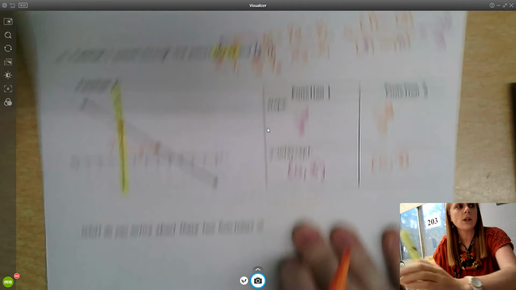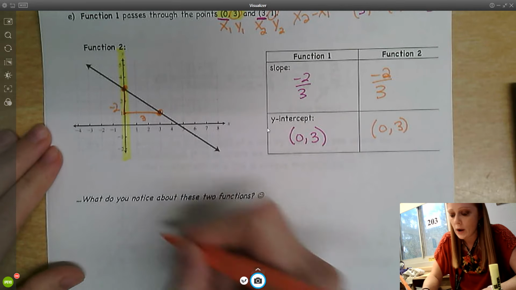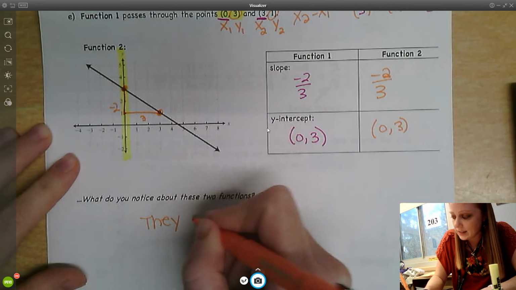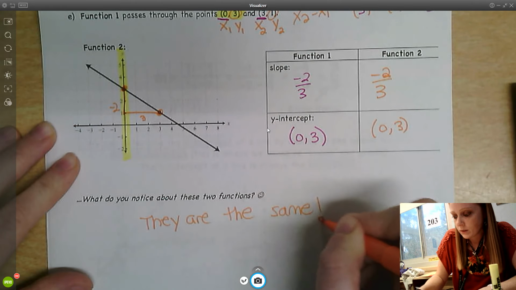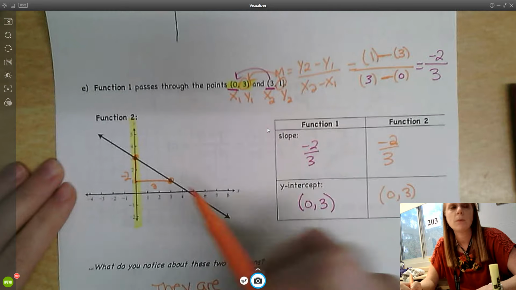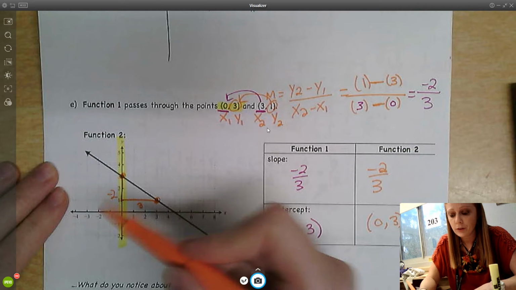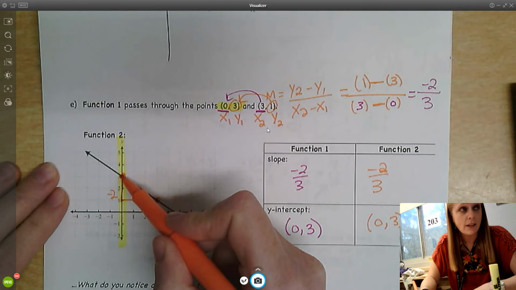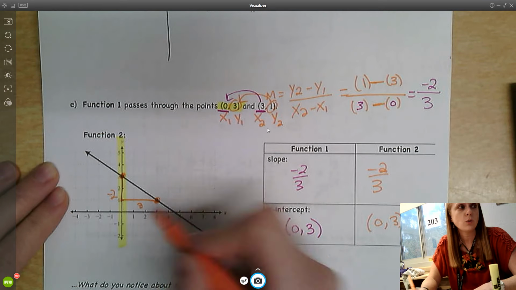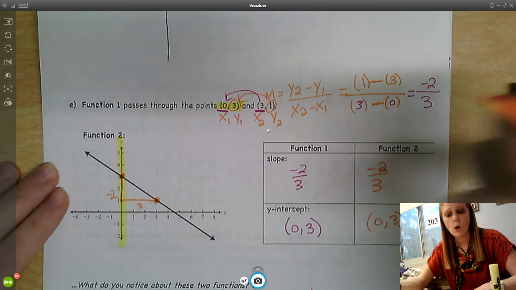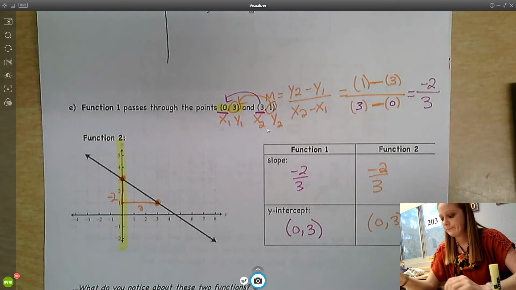All right, what do you notice about these two functions? Well, if they have the same slope and they have the same y-intercept, that means they are exactly the same. So if you were to graph this function, it would be a line right on top of that other line. And if you look carefully, those points are there. So 0, 3 is right here, the point 0, 3. And then the other point is 3, 1, which is right here. So those points are right here. They're the same points that we did our slope triangle for and our y-intercept. So those two are exactly the same.